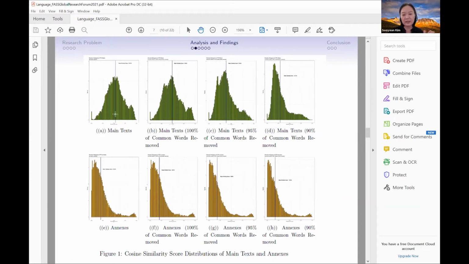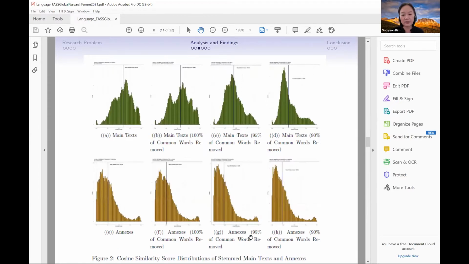Text similarity in annexes is far lower than in the main documents, and you can see this across the different percentages of common words removed. I have separate results when we use stemming. We get similar parallel results in terms of annexes having less similarity. And certainly you can see it in the distribution here, where it's clustered at the lower end: there are many more observations with lower similarity scores.